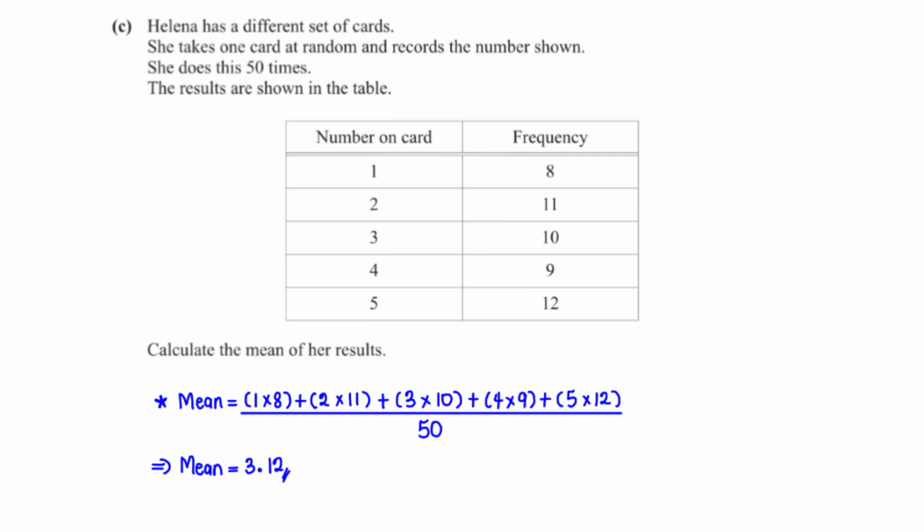Helena has a different set of cards. She takes one card at random and records the number shown. She does this 50 times. The results are shown in the table. Calculate the mean of her results.